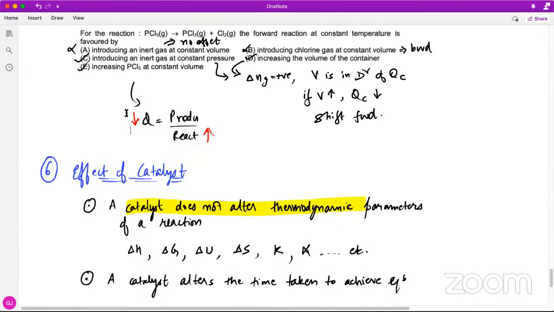Sir, how does it alter the time taken? That we'll study in the chapter where we'll deal with time. That is chemical kinetics.